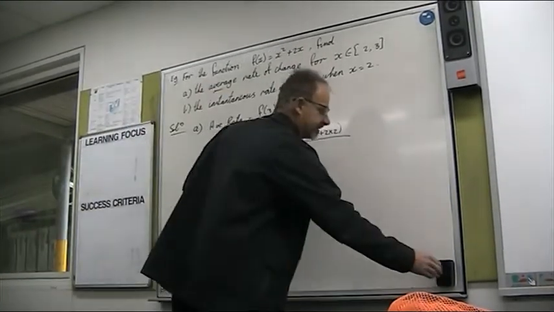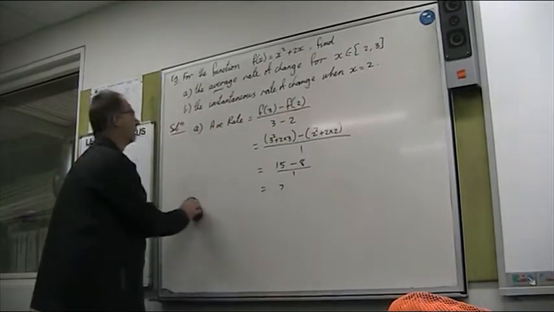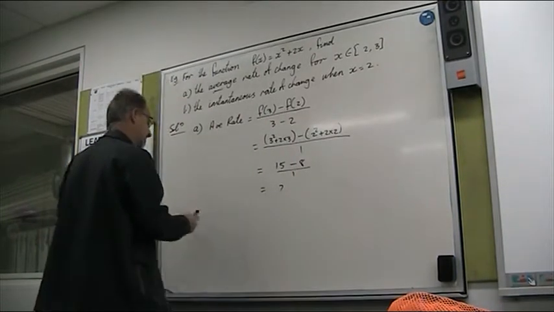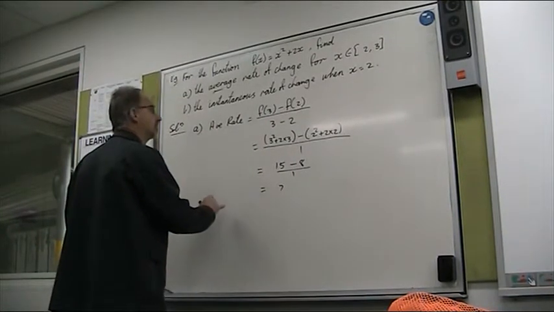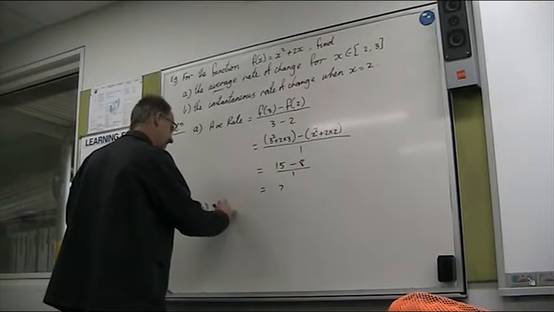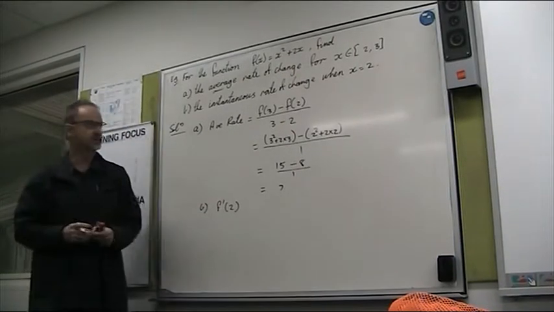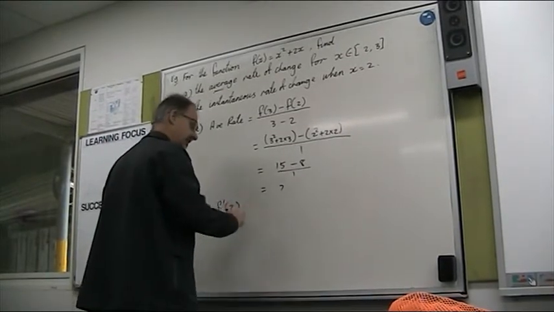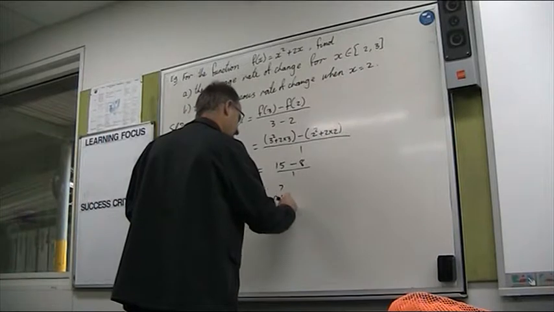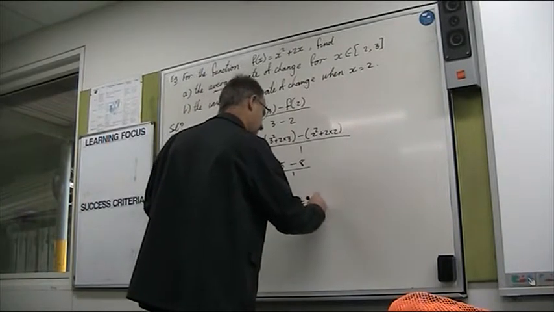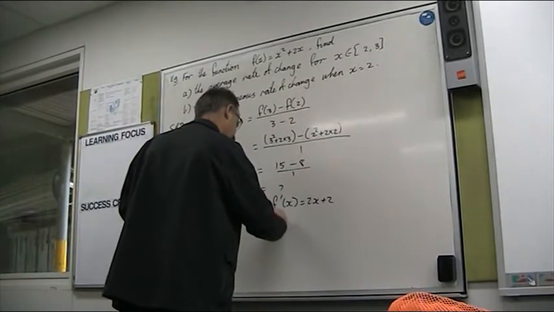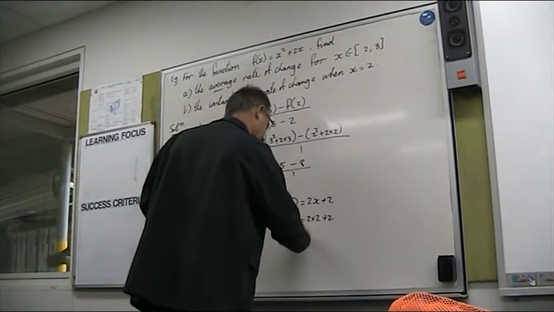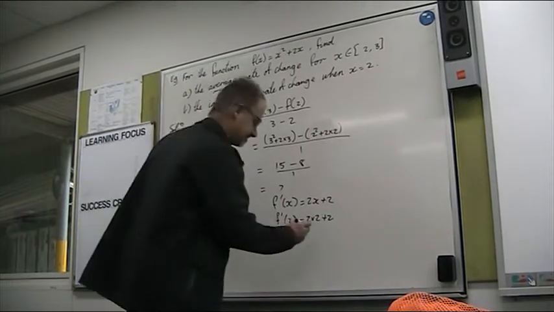All right, part B. To do part B, what do we need to do? Differentiate and substitute. All right. So we're after f dashed of 2 then. So what's the derivative? Let's get that first. 2x plus 2. 2x plus 2, yep. So f dash 2 then, 2 times 2 plus 2, which is 6, I hope.